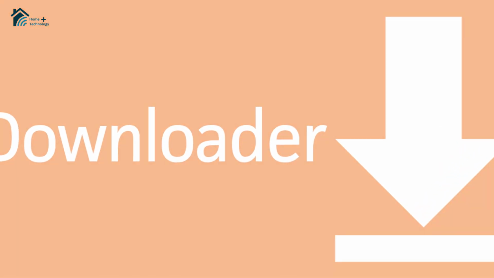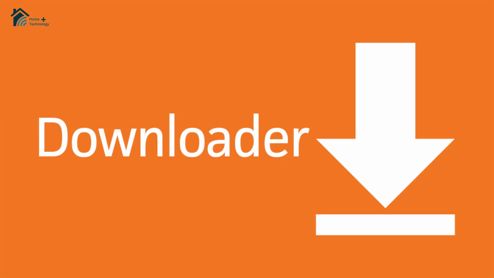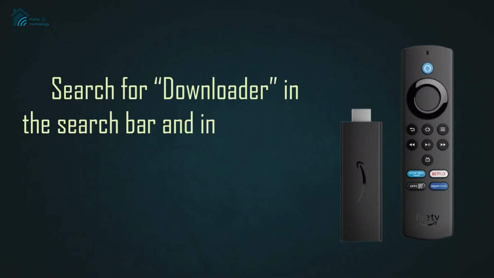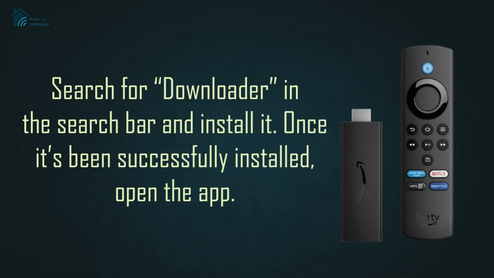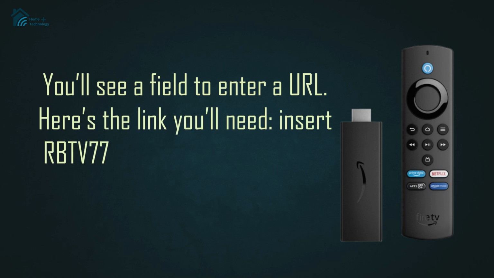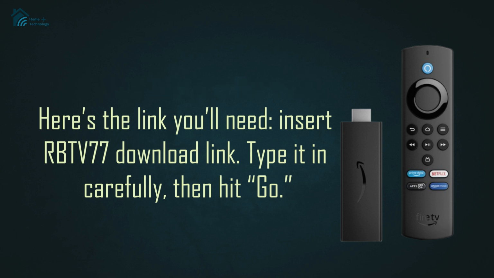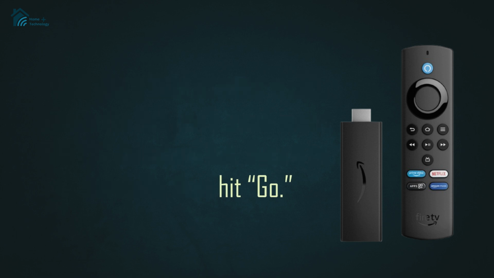Now, let's move on to installing the Downloader app, which allows us to access external applications. Search for Downloader in the search bar and install it. Once it's been successfully installed, open the app. You'll see a field to enter a URL. Here's the link you'll need. Insert RBTV77 download link. Type it in carefully, then hit Go.